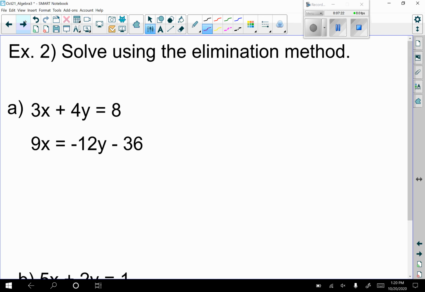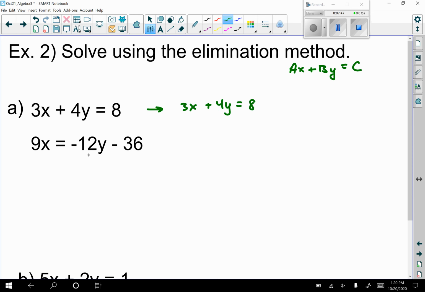All right, next we're going to take a look at the elimination method. For me, I think this is a little bit quicker at times. The idea, though, is we want to get both equations, now it doesn't have to be in strict standard form, we just want to get our x's and y's on one side and our constants on the other. So for A, my first equation is already like that. 3x plus 4y equals 8. We're good to go with this one.